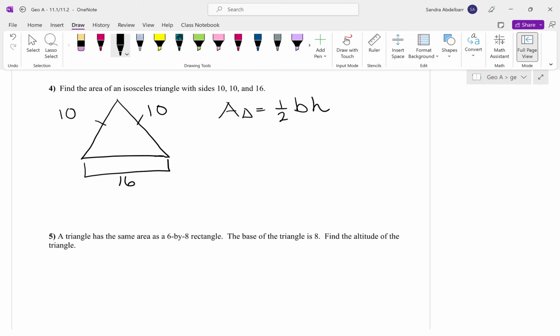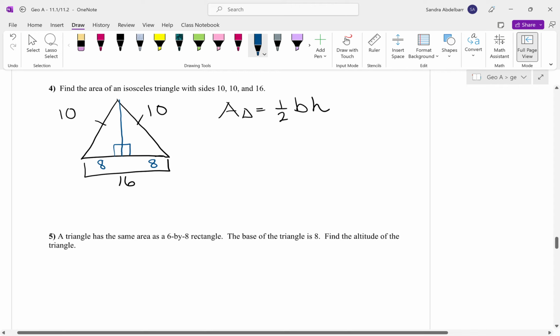Area of a triangle is half base times height. Is my height 10? Is the height here 10? Why no? Mia? Good, it's not making a right angle. So what do I have to do? I must draw an altitude. And when I draw down that altitude from the vertex, what happens to that 16?